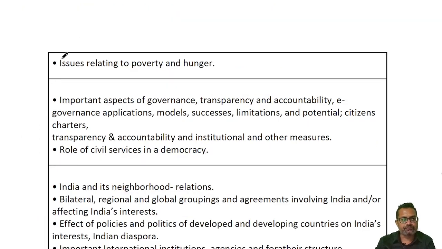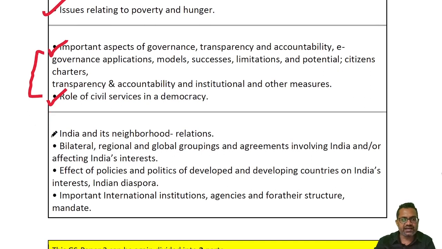Now this portion, issues relating to poverty and hunger, is also part of social justice. But these two topics, the important aspects of governance, transparency, accountability, and the role of civil service, are again related to constitution, governance and polity of paper 2. Then again you will find India and neighborhood relations, which is all related to IR, international relations. So these all topics are from IR.